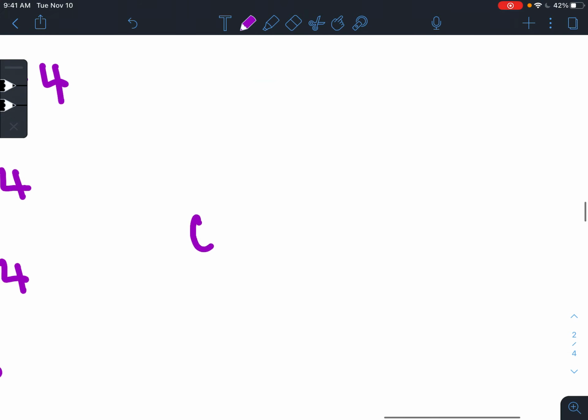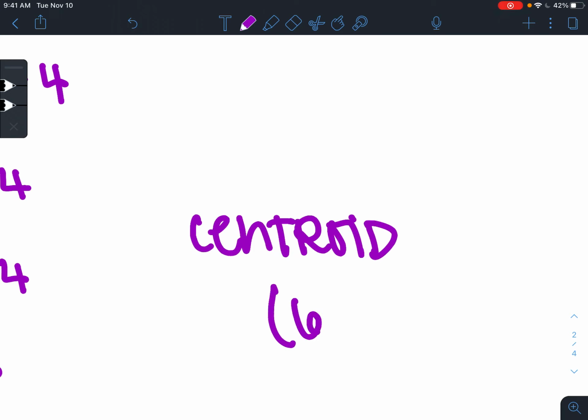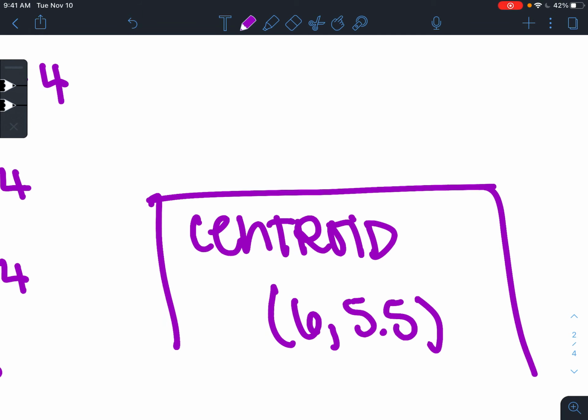So then my centroid is (6, 5.5). And that's your final answer.